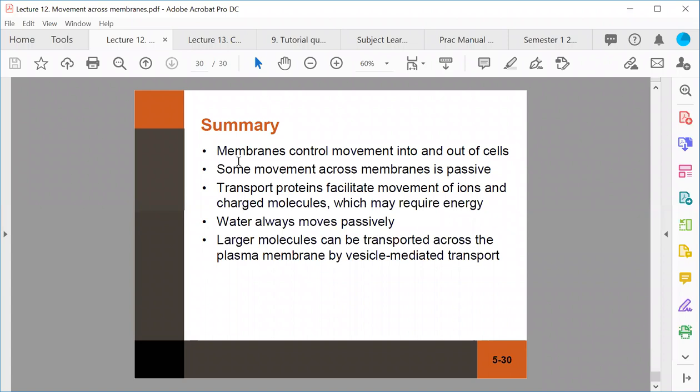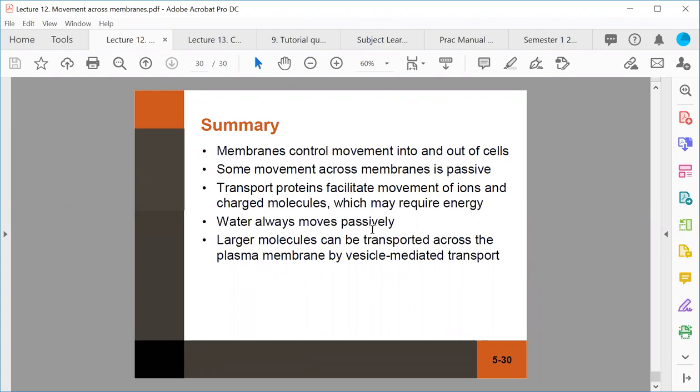All right, so in summary, membranes control movement into and out of cells. Some movement across membranes is passive. So we saw just passive diffusion, and we saw facilitated diffusion, that is diffusion that's facilitated by transport proteins. We also saw active transport, which requires energy mostly provided by ATP. Water almost always moves passively across the membrane.